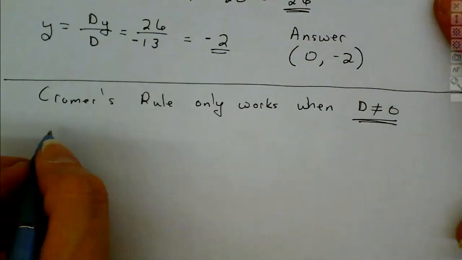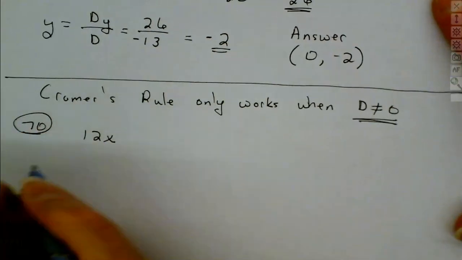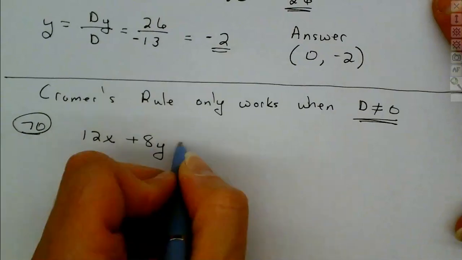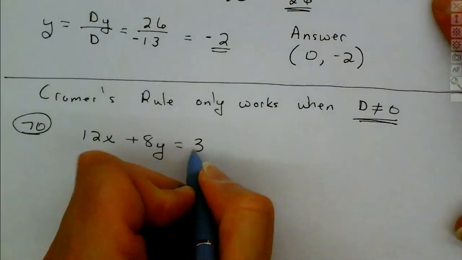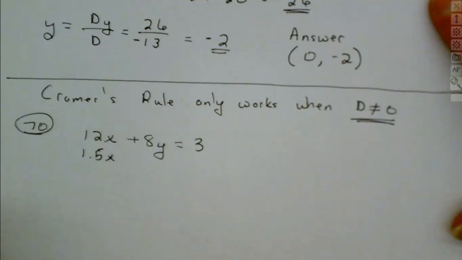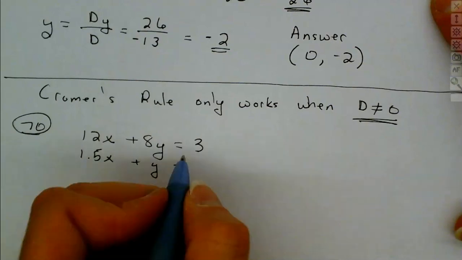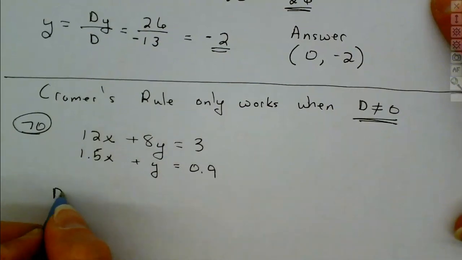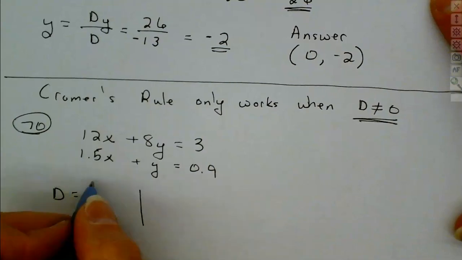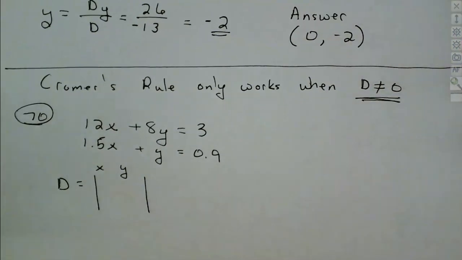Question 70. Question 70, we're not going to be able to solve this with Cramer's rule. Okay, Cramer's rule doesn't work for inconsistent systems and dependent equations. And we talked about those last time. Remember, inconsistent means it has no solution. So let's try to find our d. We're going to try to work with Cramer's rule, but again, if d comes out to be 0, we cannot use Cramer's rule. We've got to use elimination or substitution or even Gauss-Jordan.